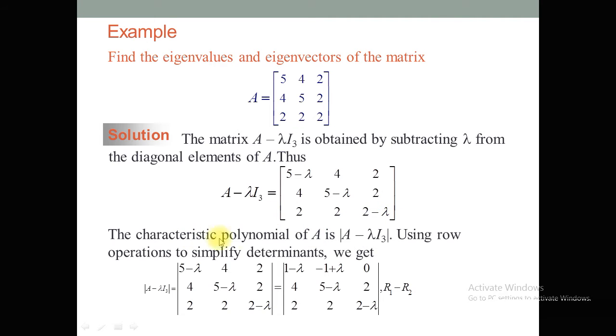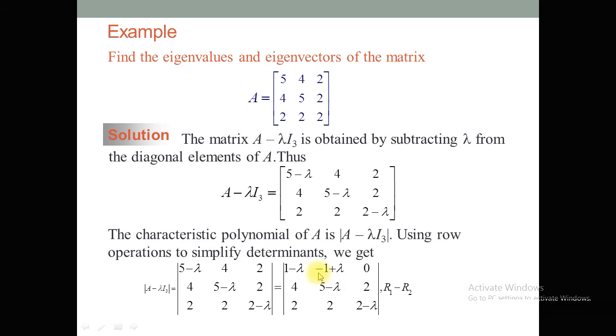Now the characteristic polynomial of A is the determinant of A minus lambda I3. Using row operations to simplify the determinant, we obtain A minus lambda I3, which is equal to 5 minus lambda, 4, 2; 4, 5 minus lambda, 2; 2, 2, 2 minus lambda. And now subtract the second row from the first row, we obtain 1 minus lambda, minus 1 plus lambda, 0; 4, 5 minus lambda, 2; 2, 2, 2 minus lambda.